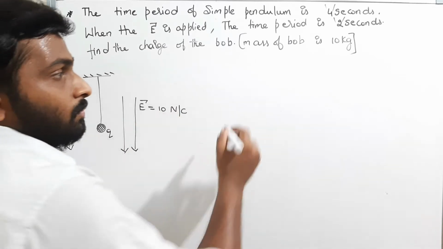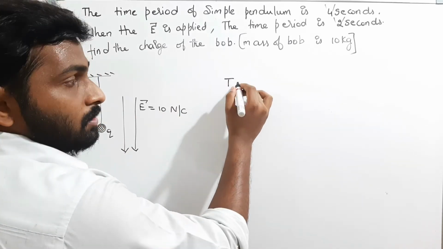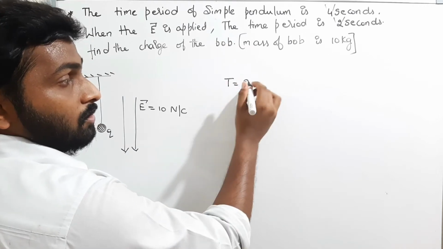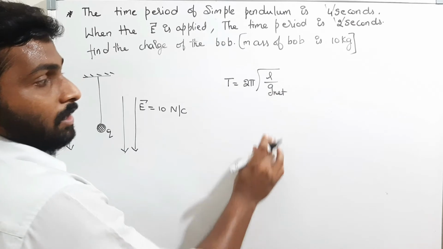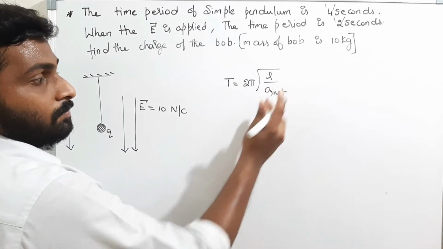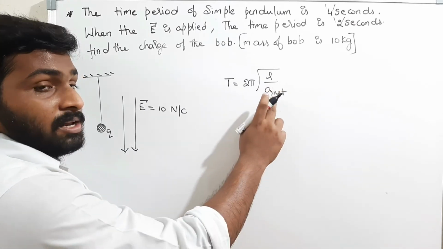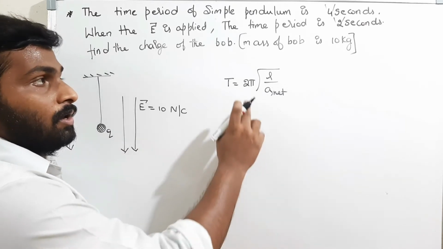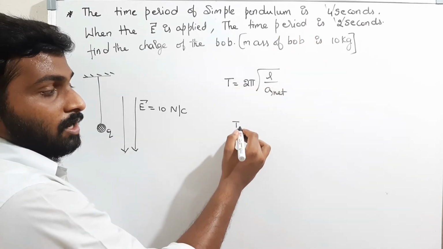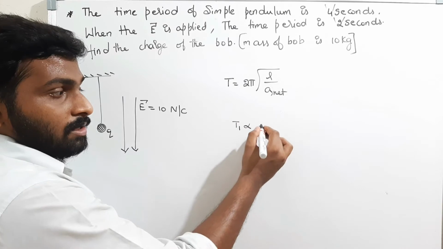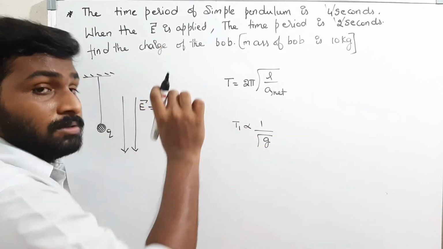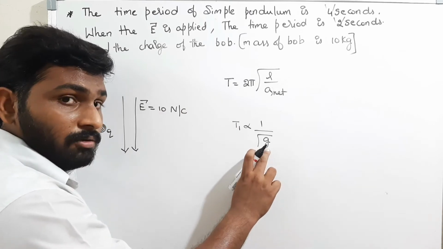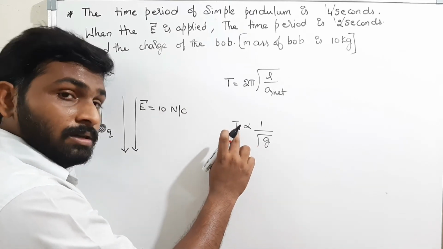Now see here. The time period of the simple pendulum is given by the formula time period T is equal to 2 pi root of L by g net. That is nothing but the net acceleration acting on the bob. Okay. Now they give 4 seconds. That means I am assuming it as T1. T1 is inversely proportional to root of g. When there is no electric field, that means the only acceleration is acceleration due to gravity. At that time, the time period is T1.